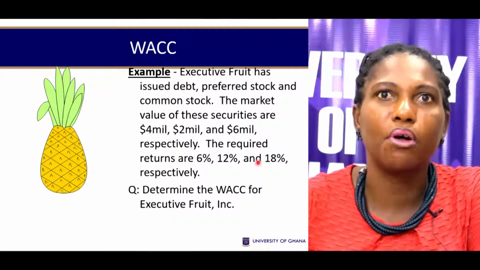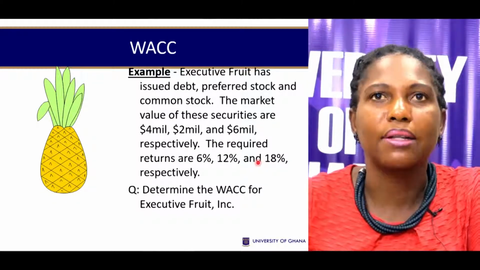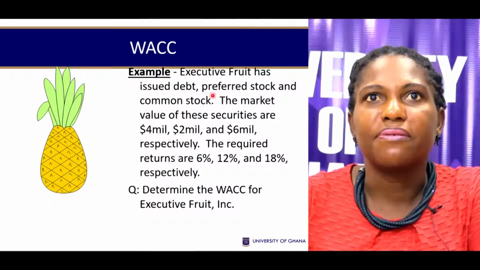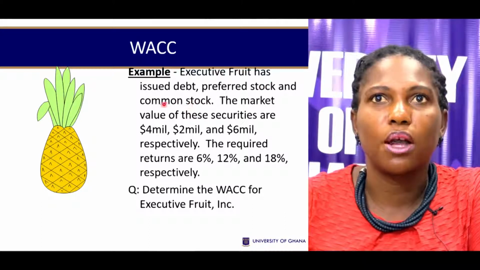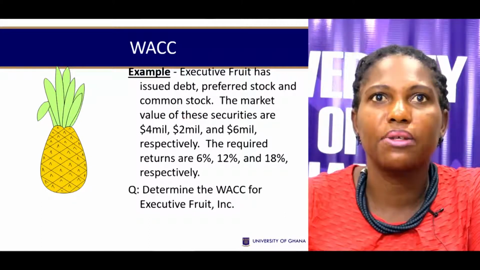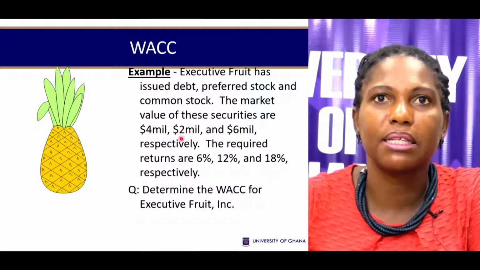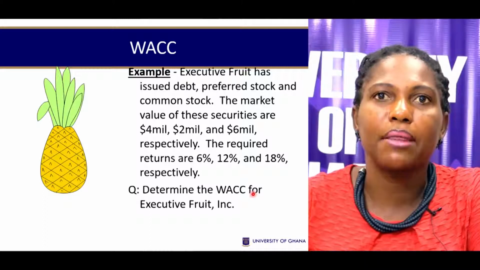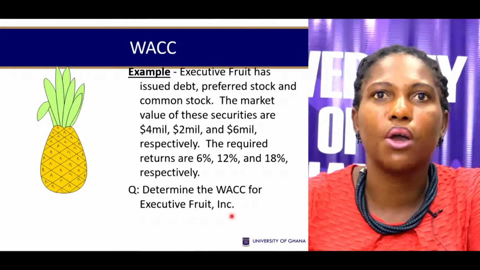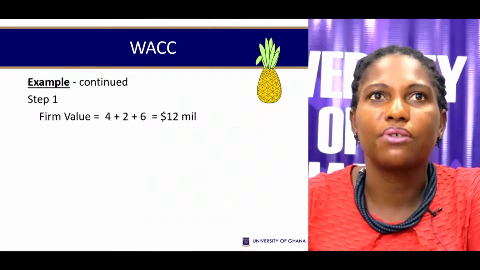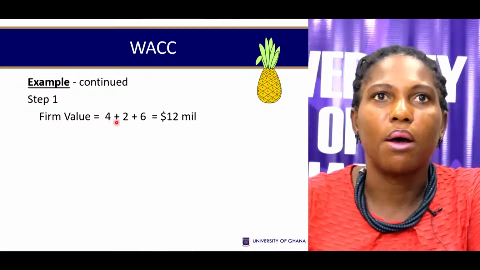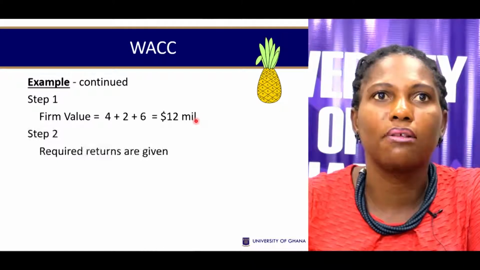So this is an example for you to look at and to work out. The firm is funded by debt, preferred stock and common stock, and the market values are given accordingly as 4, 2 and 6 respectively, and then the required returns are these. To determine the WACC for Executive Fruit Incorporated, we have to look at the firm value, which is 4 plus 2 plus 6, giving us 12.